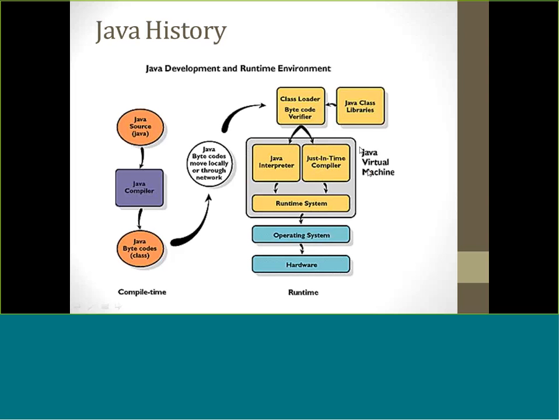Now this component called the Java virtual machine is developed for each and every platform: Unix, Linux, Mac OS X, or other operating systems like Solaris also. So by developing the JVM for different platforms, we have made it possible for programmers to write a program once and easily run it anywhere after that.